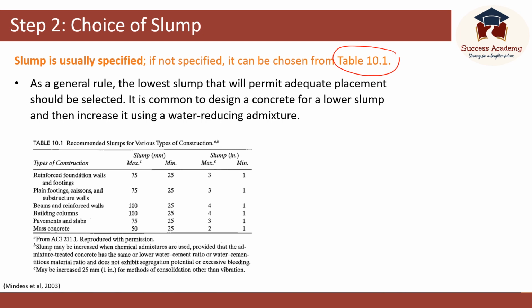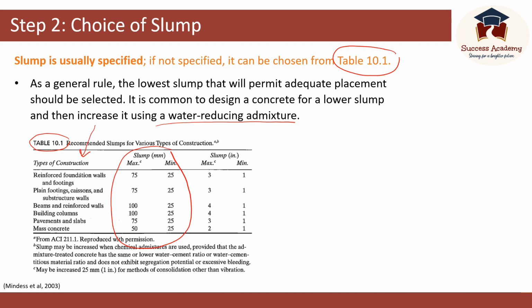As a general rule, the lowest slump that will permit adequate placement should be selected. It is common to design a concrete for a lower slump and then increase it using water reducing admixtures. You can see the table 10.1 here. In that you can find the slump, minimum and the maximum value depending on the type of construction.